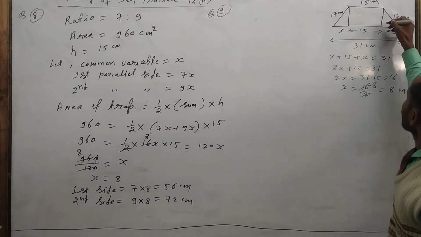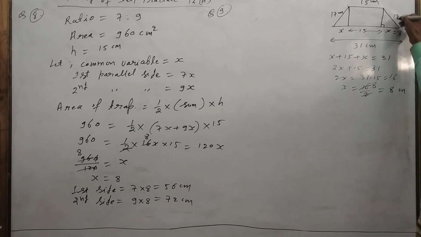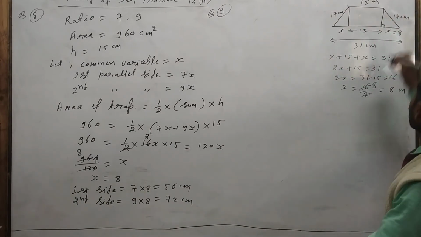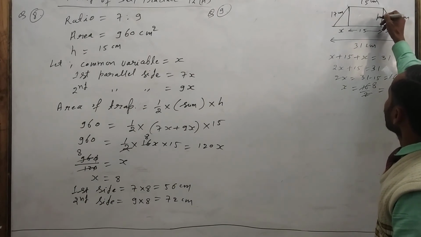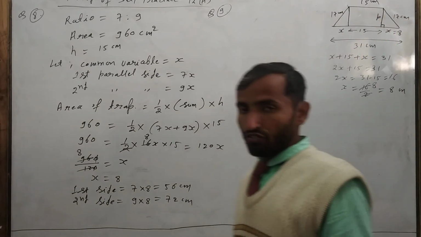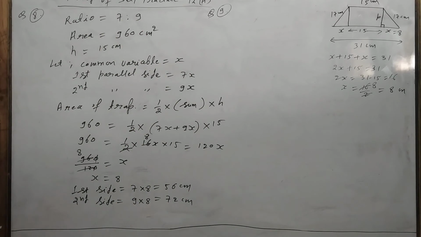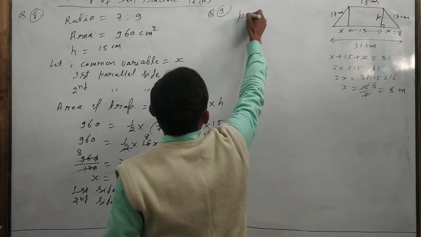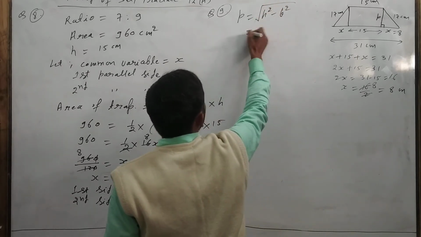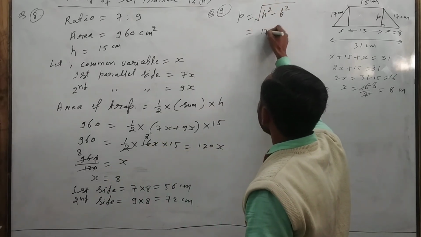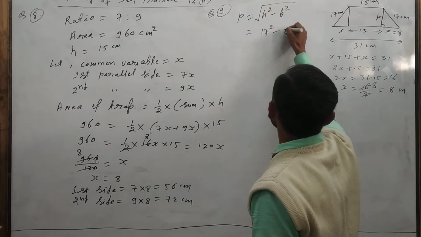Here, this one is the perpendicular. Means this triangle is a right angle triangle. This one is the hypotenuse. This one is the base, and this one is perpendicular. So we can find here perpendicular by using Pythagoras formula. Okay. So P, how we will find P, equal to square root under h square minus b square. We will use this formula. So h means 17 square, b means 8 square.